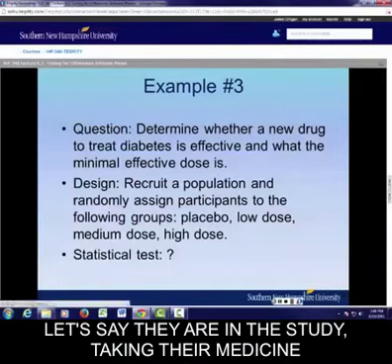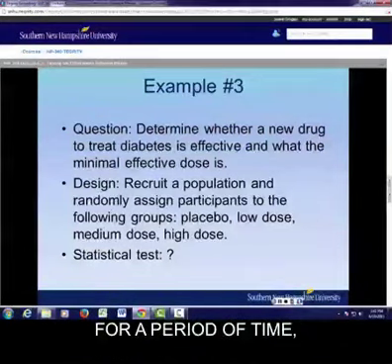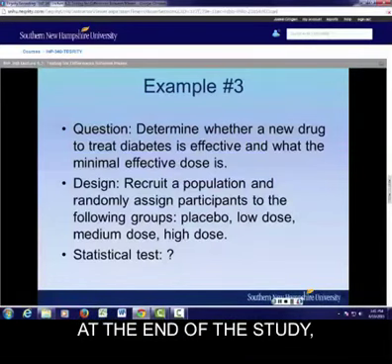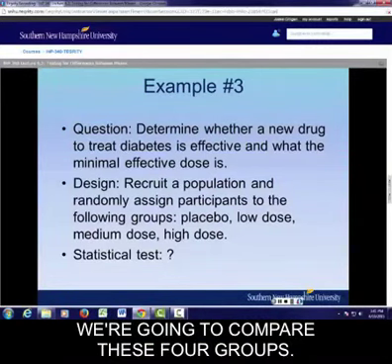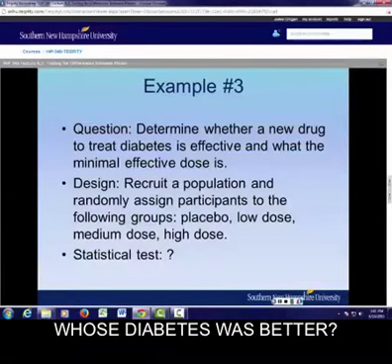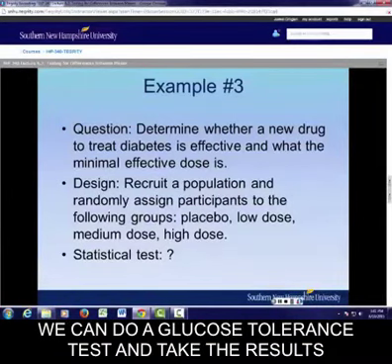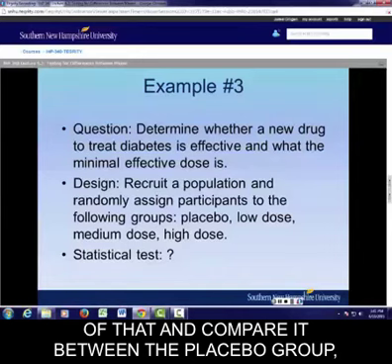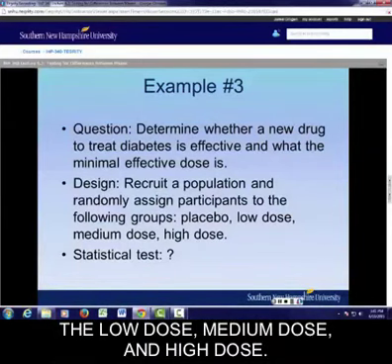Let's say they are in the study taking their medicine for a period of time, 1 month, 2 months, whatever it is. At the end of the study, we're going to compare these 4 groups. Whose diabetes was better? We can do a glucose tolerance test and take the results of that and compare it between the placebo group, the low dose, medium dose, and high dose.